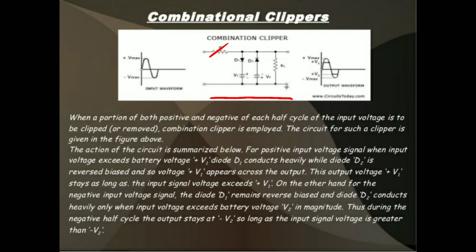So let us explain the operation of the combinational clippers. First of all, we consider one input waveform, that is a full sinusoidal input. Now we can explain during the positive half cycle. The input is applied to the resistor. From the resistor it is passed to the D1 diode. D1 diode is in forward bias condition. D1 is in forward bias. D2 is reverse bias.